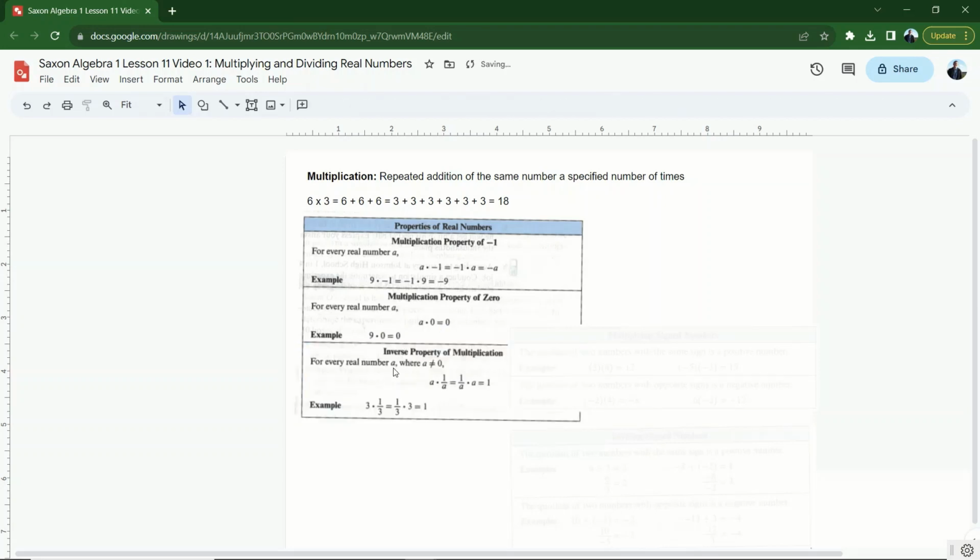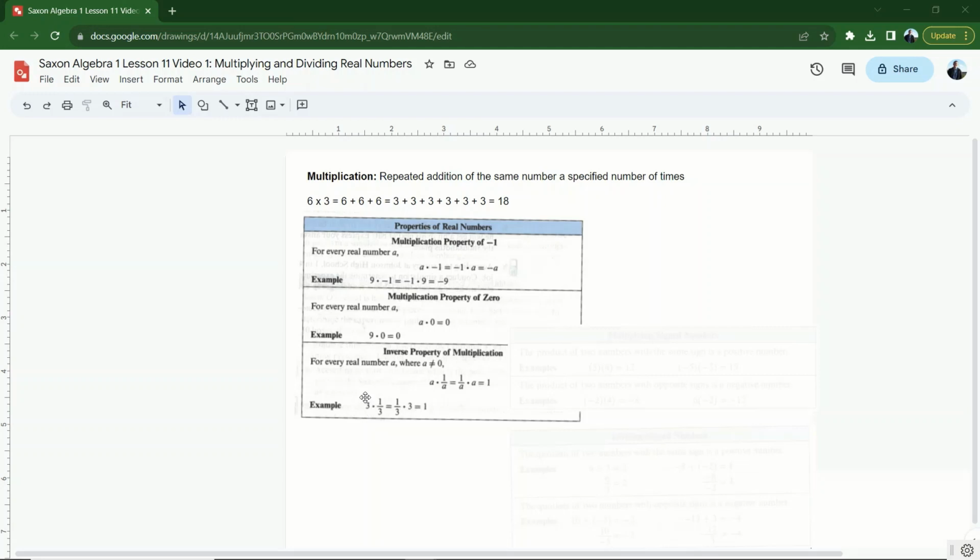And then lastly, the inverse property of multiplication. This is the one I was talking about earlier. For every real number a, as long as a is not equal to 0. We'll talk about that in just a second. Why can't a equal 0? Well, if you multiply the number a times the multiplicative inverse, to get a multiplicative inverse, you take a number, and so let's just say a is equal to 3, like down here. 3 is the same as 3 over 1, right? If you divide 3 by 1, you still have 3.